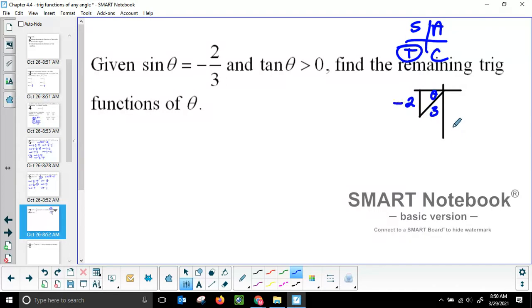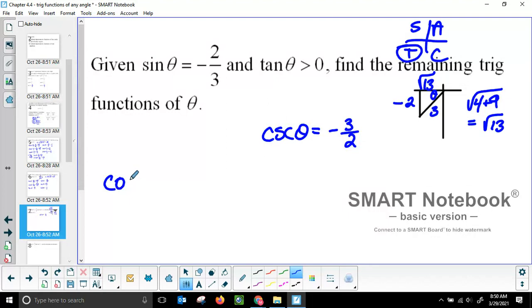Well, now we can just use the Pythagorean theorem. So the square root of -2 squared, which is 4, plus 3 squared, which is 9. So the square root of 13. So this is the square root of 13. So we already know sine, they gave us that. So we can also very easily find cosecant. All we have to do is flip a sign.